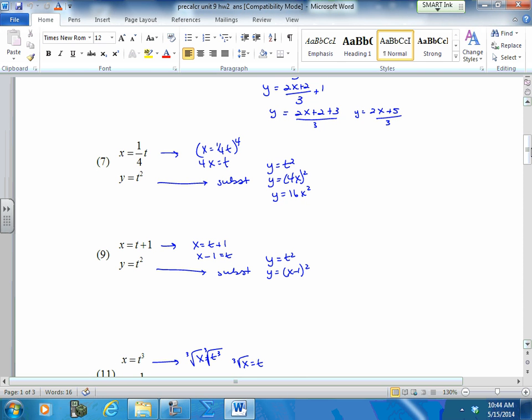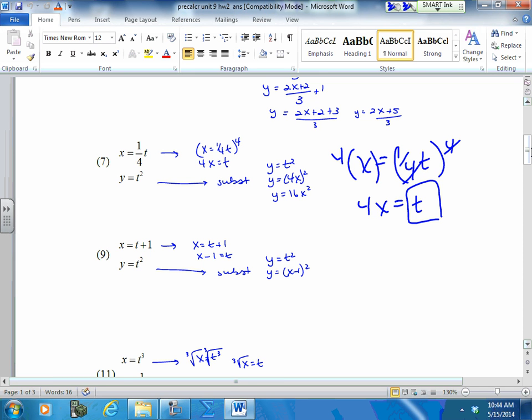Okay, this one, you take the x one. Watch. Okay, I want to get rid of this fraction. Multiply both sides by 4. Get rid of your fraction. Cancel it out, and you're left with 4x equals t. Well, this is what we wanted. We wanted to solve for t. So now, we go to your y equation, and in place of t, we substitute in 4x. But this has to get squared. So raised to the power, 16x squared.